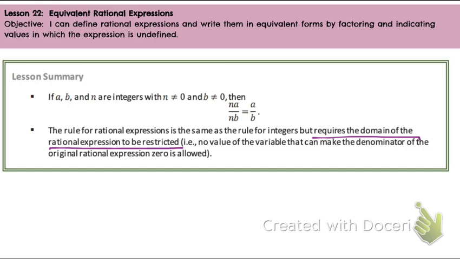Okay? So the domain are like all your x values. There are some restrictions on what your x's can be. And those restrictions are no value of the variable that can make the denominator of the original rational expression equal to 0 is allowed. So those values that we excluded, that's what this is. No value of the variable can make the denominator of the original rational expression equal to 0.